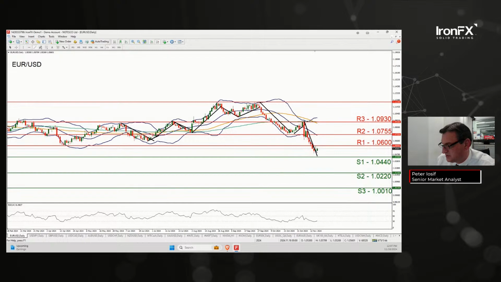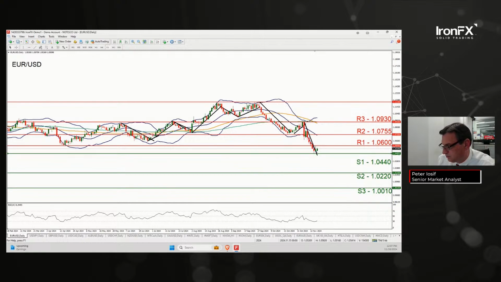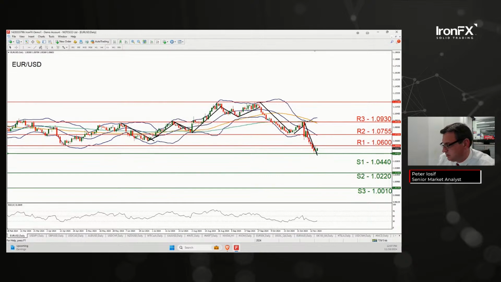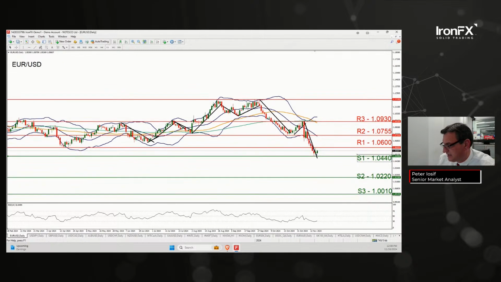And that signals the interruption here. At the same time, it gives me a chance to recalibrate the S1, practically narrowing the level. It's substantially higher for the S1. We're talking about the 1.0490. So the distance between the R1 and the S1 now is at 110 pips.